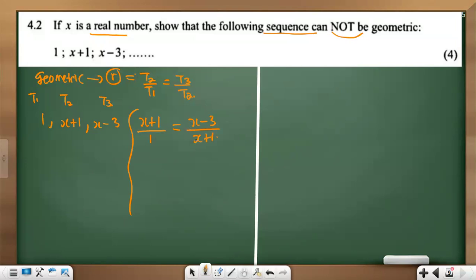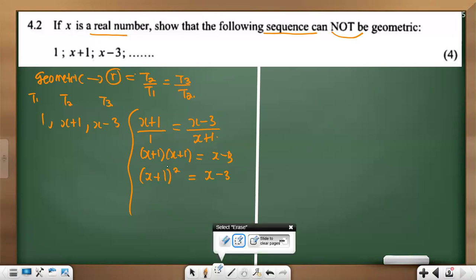What do you want us to do? We can do crazy maths. This time I'm going to have x plus 1 times x plus 1, which is x plus 1 squared, which equals x minus 3. Let's just try to expand. Let me teach you something here before I do my crazy stuff.